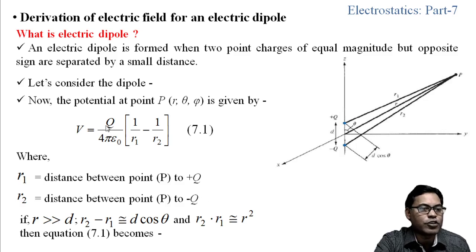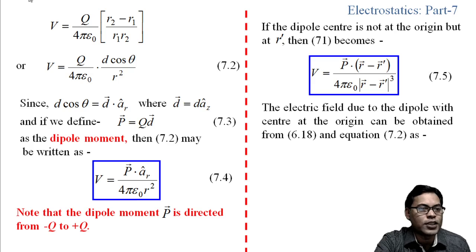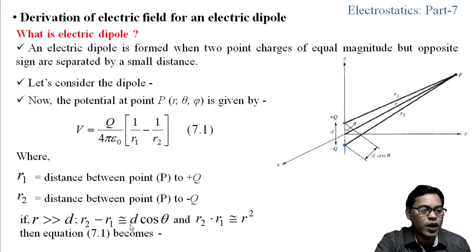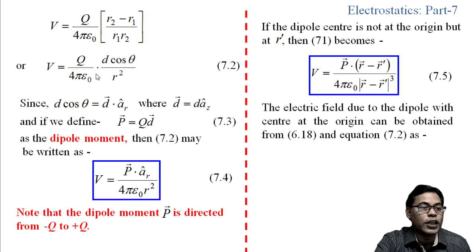see that V equals q by 4 pi epsilon naught, (r2 minus r1) by r1 into r2. Here you see the expression V equals q by 4 pi epsilon naught, (r2 minus r1) by r1 into r2. Now here r2 minus r1 we know is d cos theta. So here q by 4 pi epsilon naught, and we have assumed r2 minus r1 equals d cos theta. So here d cos theta, and r1 into r2 is r square.